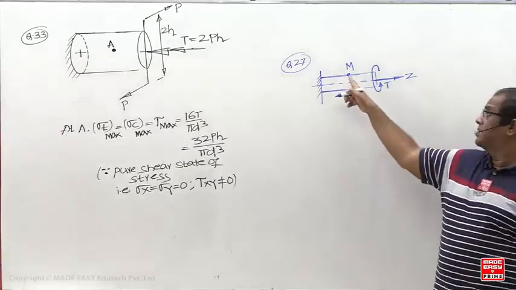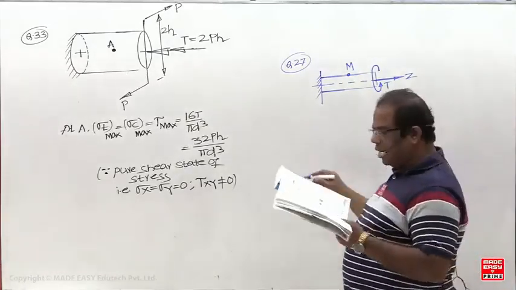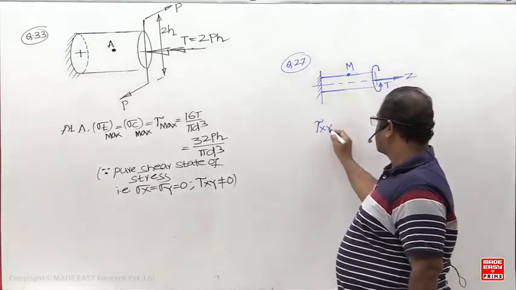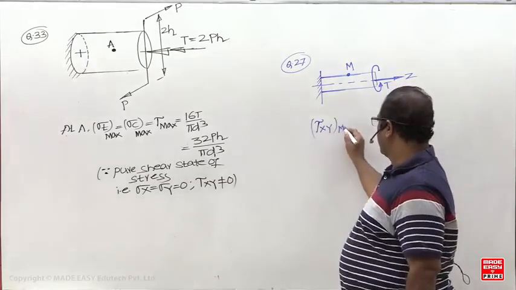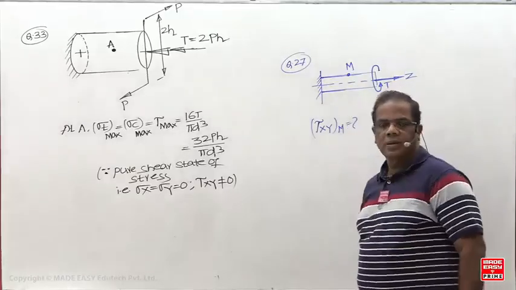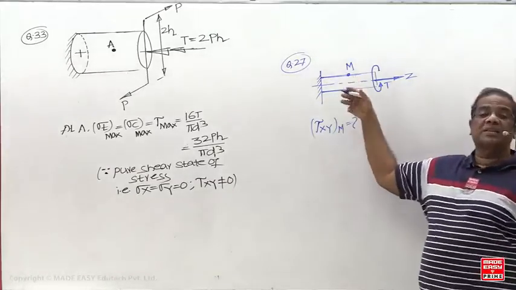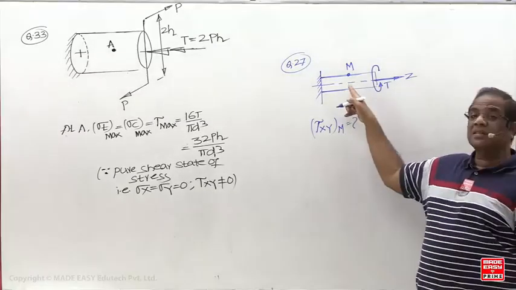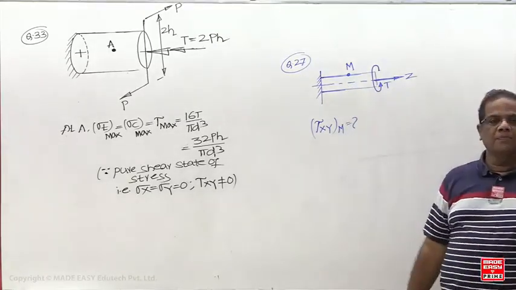Is asking at this point M, what is tau xy at point M? Sir, in the periphery they have taken 16 T by pi d cubed, but he is not asking the maximum torsional shear stress. He is asking tau xy.